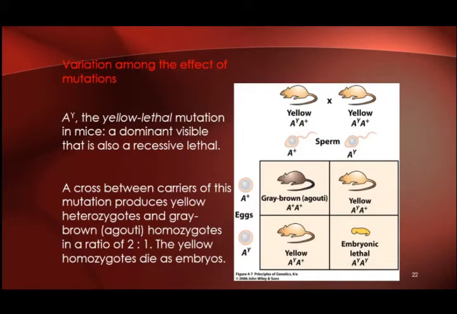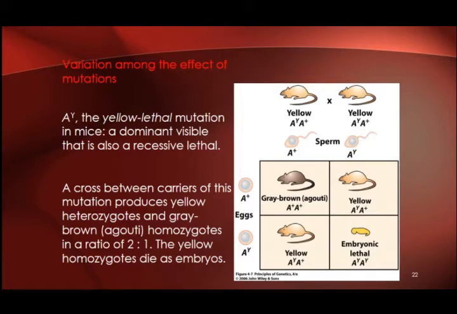You can see here, this is an experiment done for the yellow lethal mutation in mice. So there's a cross between two yellow mice to get one grey brown and two yellow. So it seems that you have 2 to 1. It seems like the yellow is dominant. But if yellow is dominant, shouldn't it be 3 to 1? Maybe you have one grey brown, then you have the yellow.